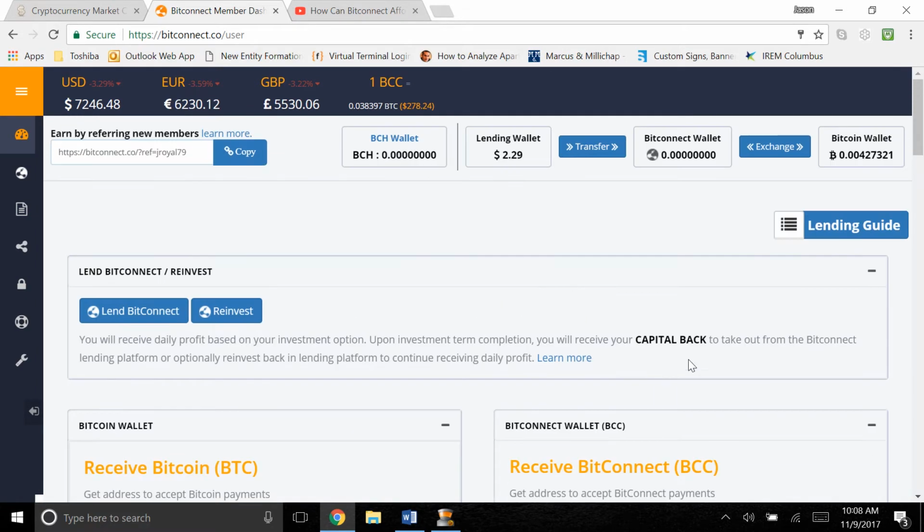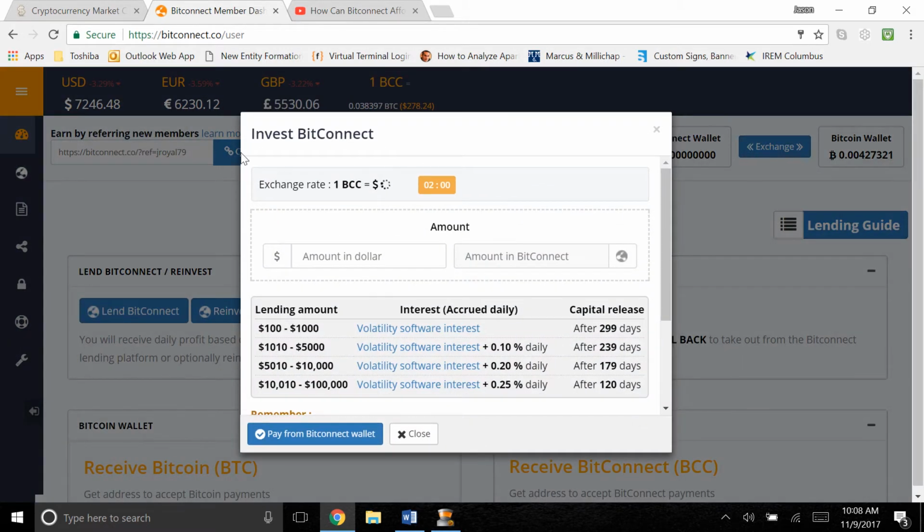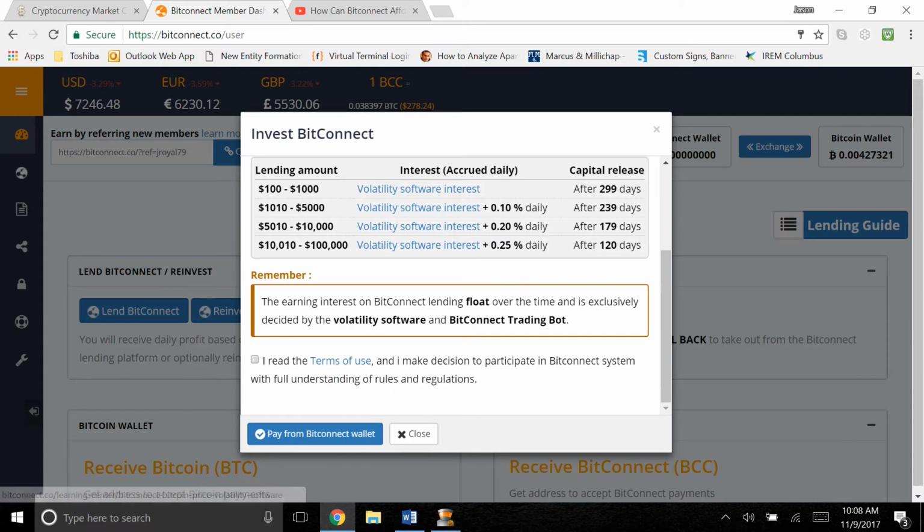Okay, so when you go to Lend BitConnect here, you have a couple of options, right? So if you lend $100 to $1,000, you get your capital back after 299 days, and you basically get whatever the trading bot is able to pay out per day. That's what you get. Okay.